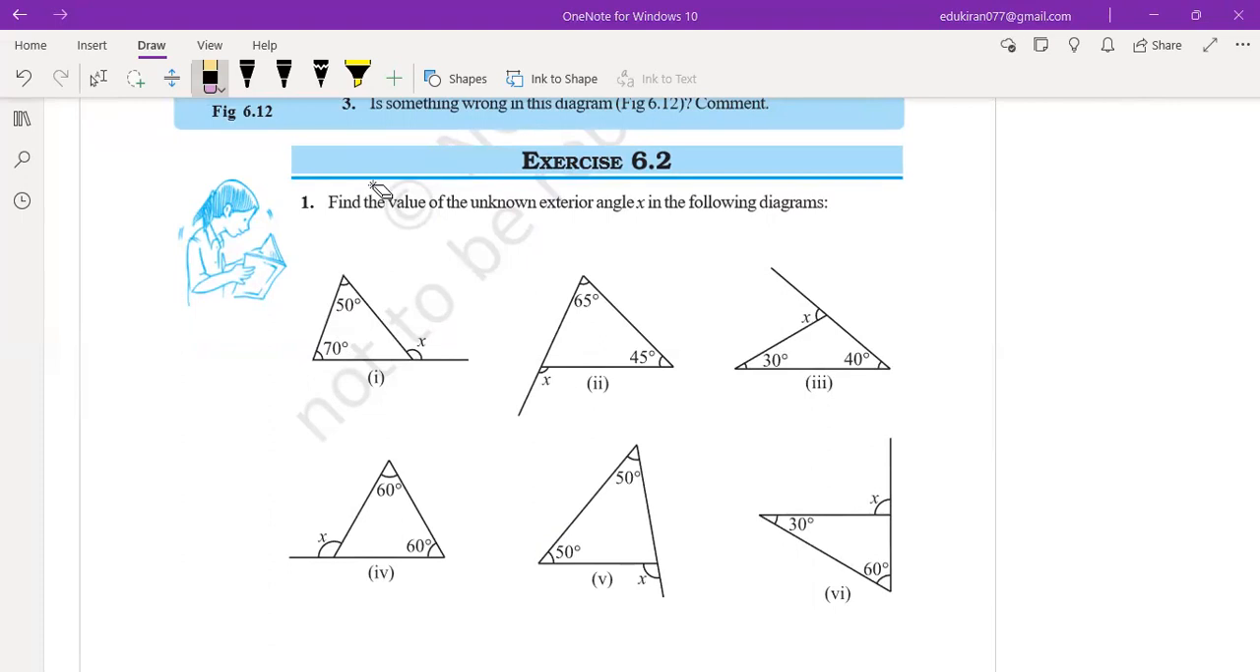Ma'am, we don't need to draw the figures, right? No need to draw the figures. Only write the formula and put the answers.